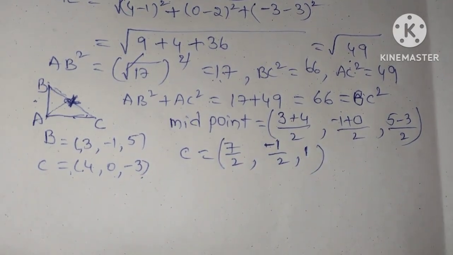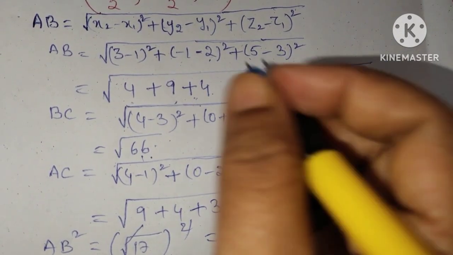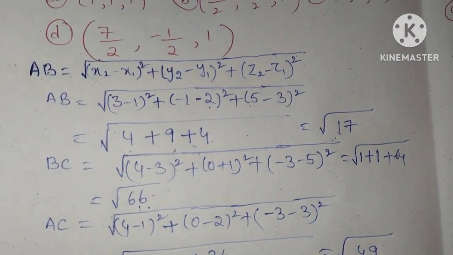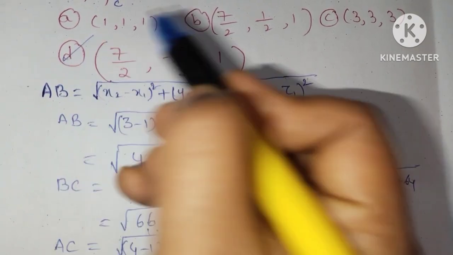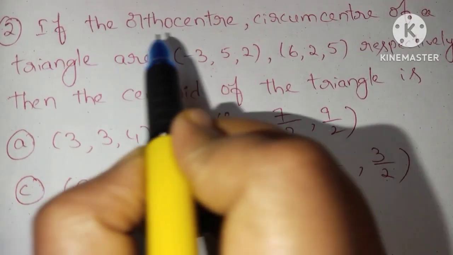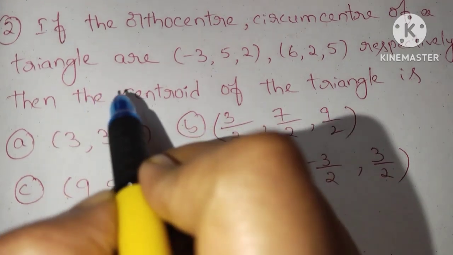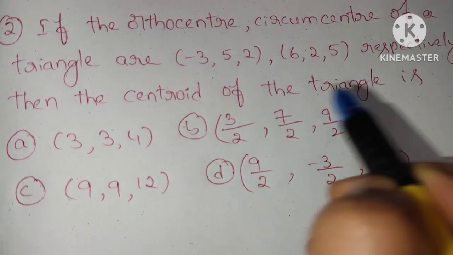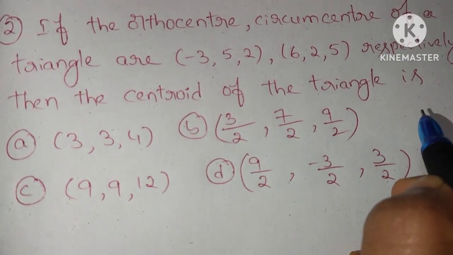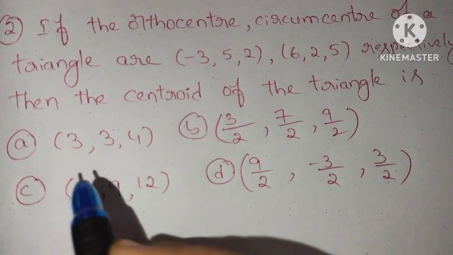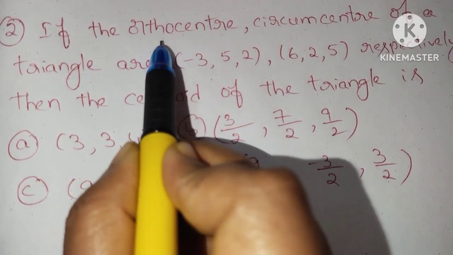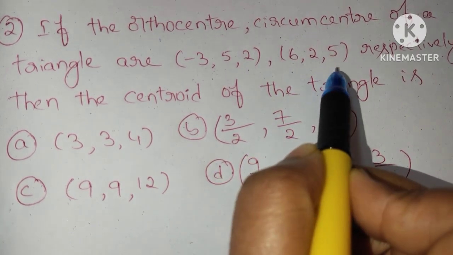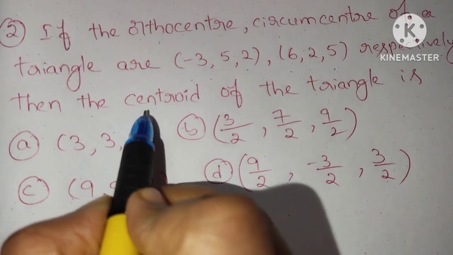Now check the options. The option (7/2, -1/2, 1) is option D. Next question: if the orthocenter and circumcenter of a triangle are (-3, 5, 2) and (6, 2, 5) respectively, then the centroid of the triangle is. So these are the given options. The given is orthocenter (-3, 5, 2) and circumcenter (6, 2, 5). So we need to find the centroid.